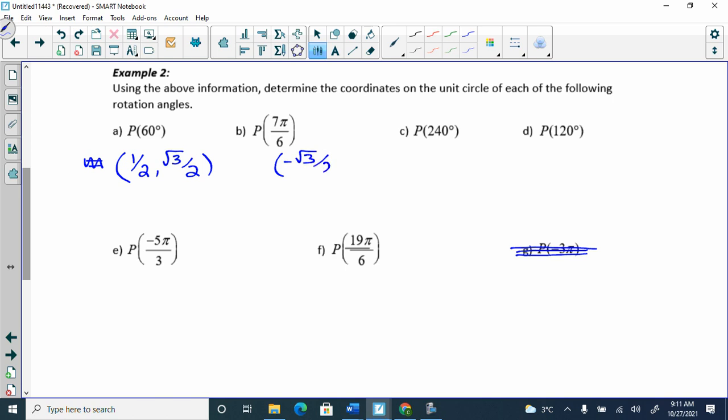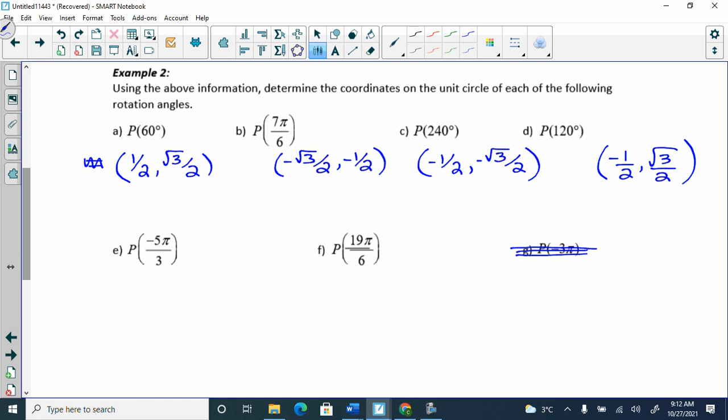Negative root 3 over 2 and negative a half. What about 240? Negative 1/2, negative root 3 over 2. What about 120? Negative 1/2, root 3 over 2. These are all directly on the unit circle.